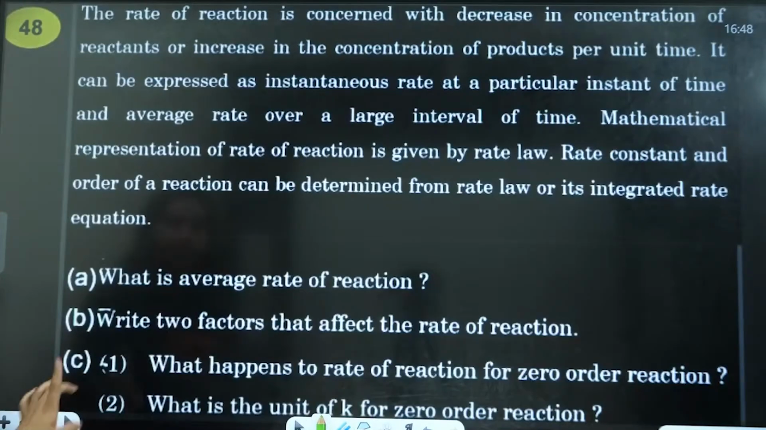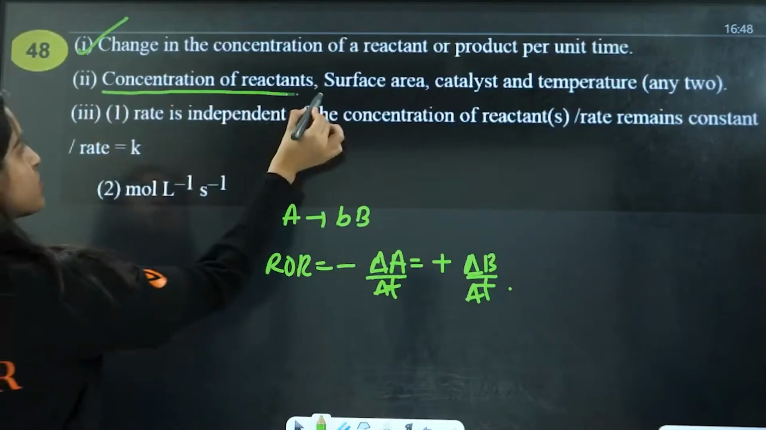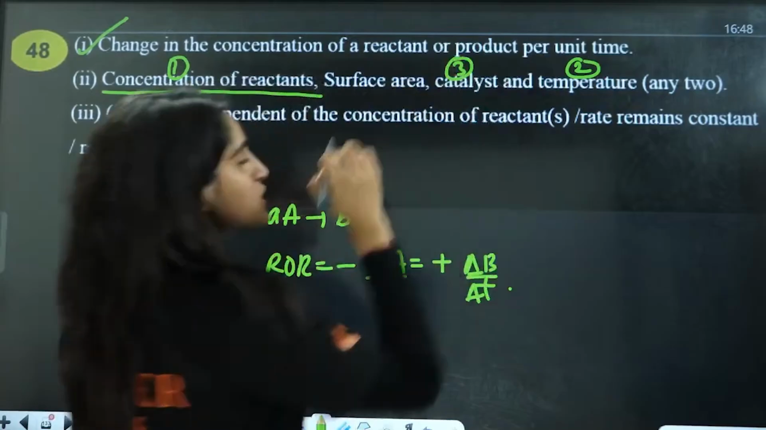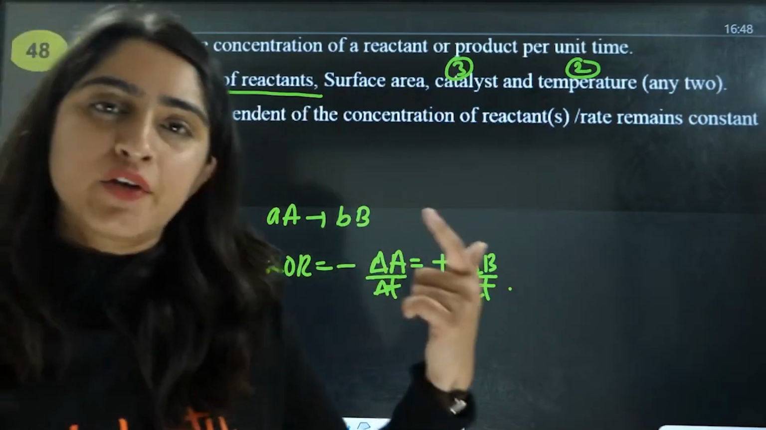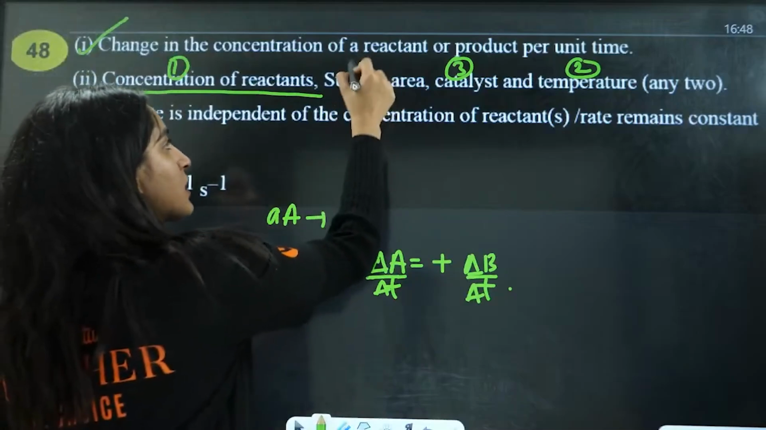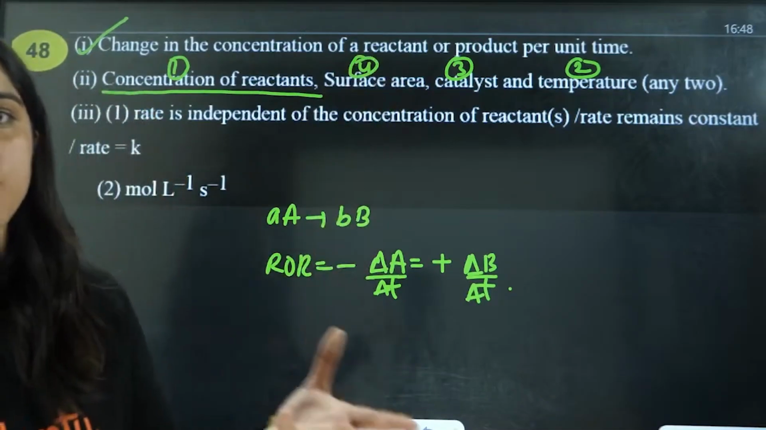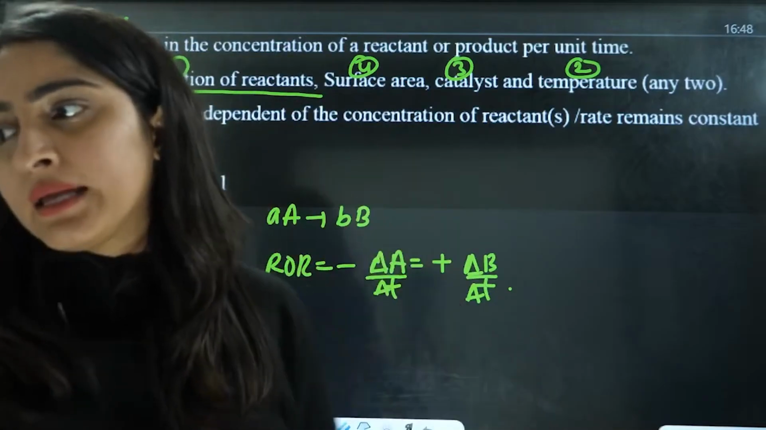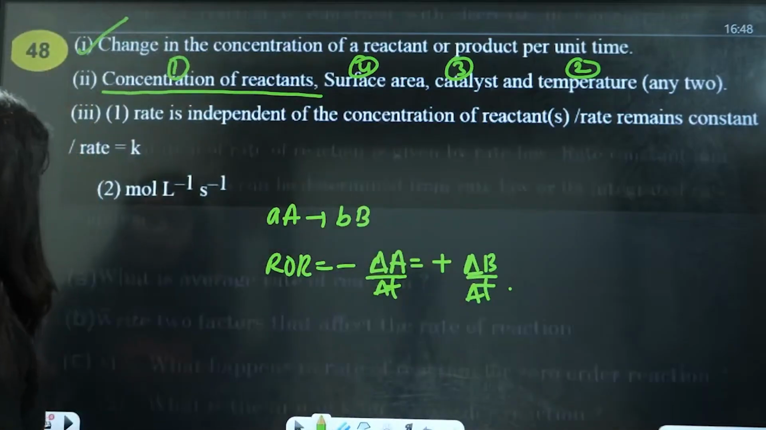Next, what are two factors that affect the rate of reaction? First is the concentration, then temperature, then catalyst, whether it is going to increase the activation energy or decrease the activation energy. Then we have surface area. Surface area is also a dependent factor. Okay, yes, perfect.